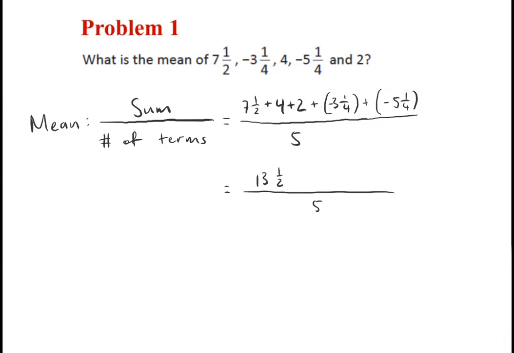13.5. And then when you add the negative numbers together, negative 3 1/4 plus negative 5 1/4, you'll get negative 8 1/2. So from this, when you add 13.5 plus negative 8.5, you'll just get 5, and that's over 5. So 5 divided by 5 is equal to 1, and that is your mean.